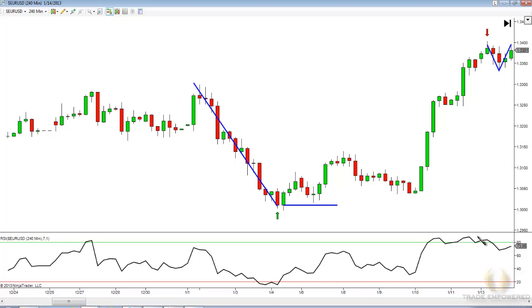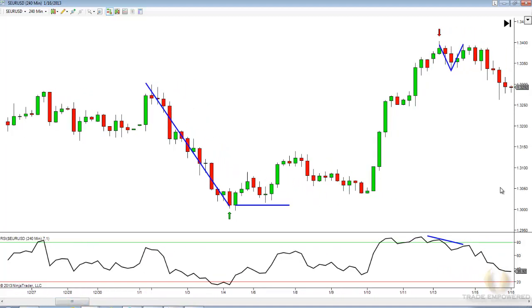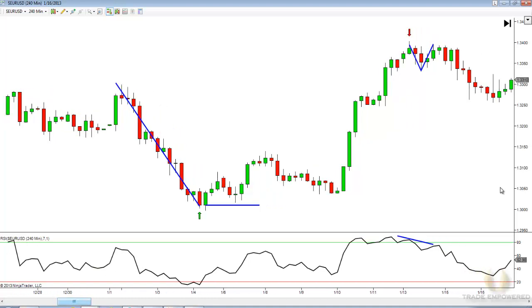RSI initially is right here. On the retest, we're right here. So we have some bearish divergence, and the market eventually retraces some. And this actually goes on to form an even bigger one right here.